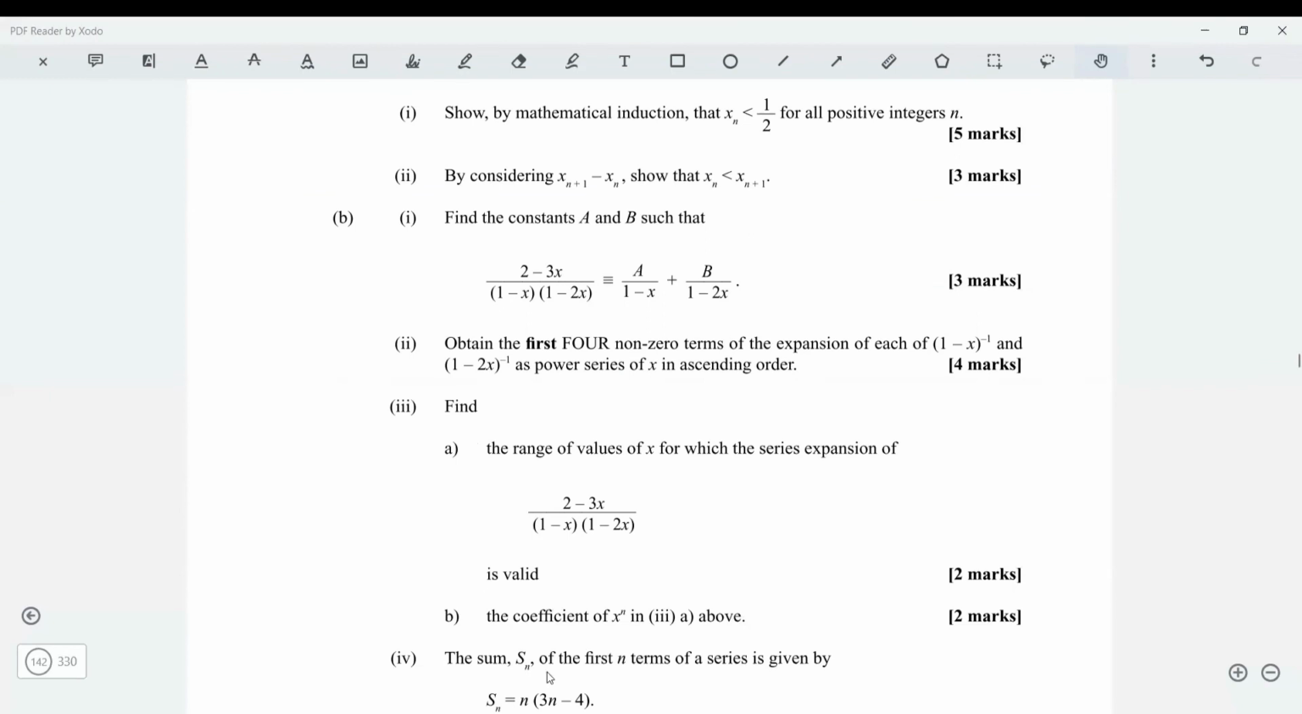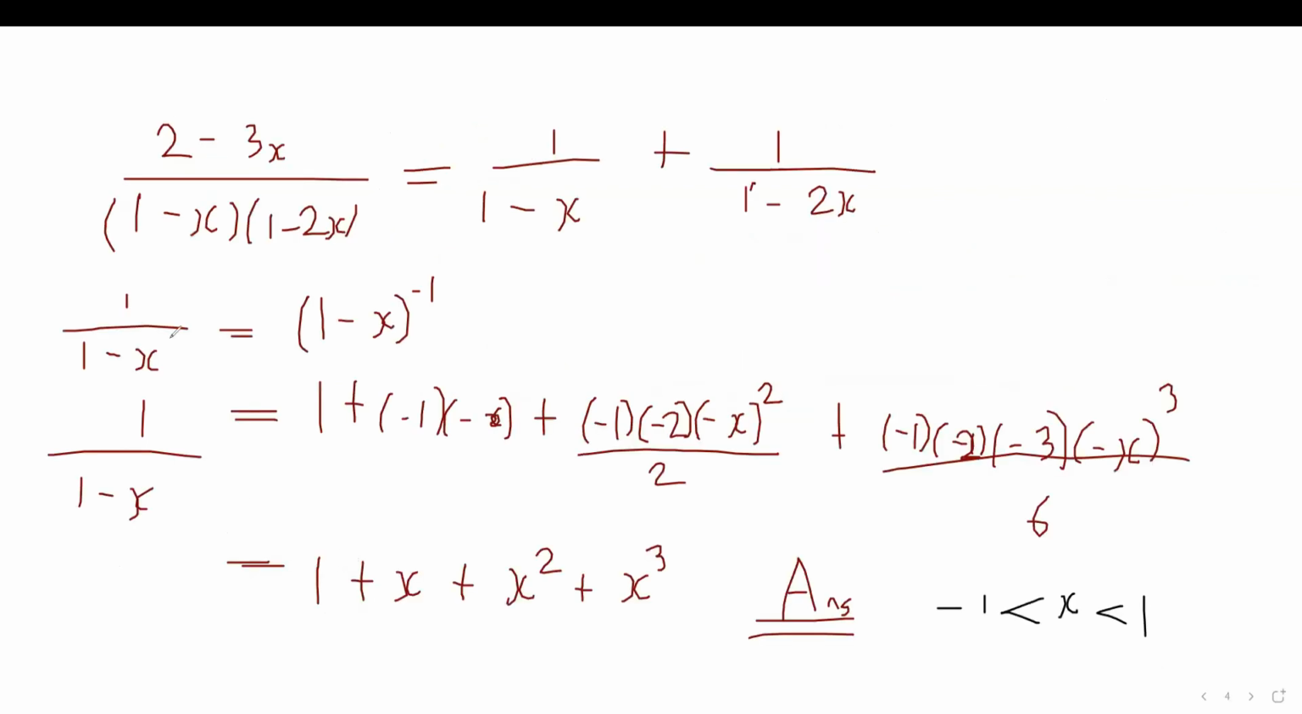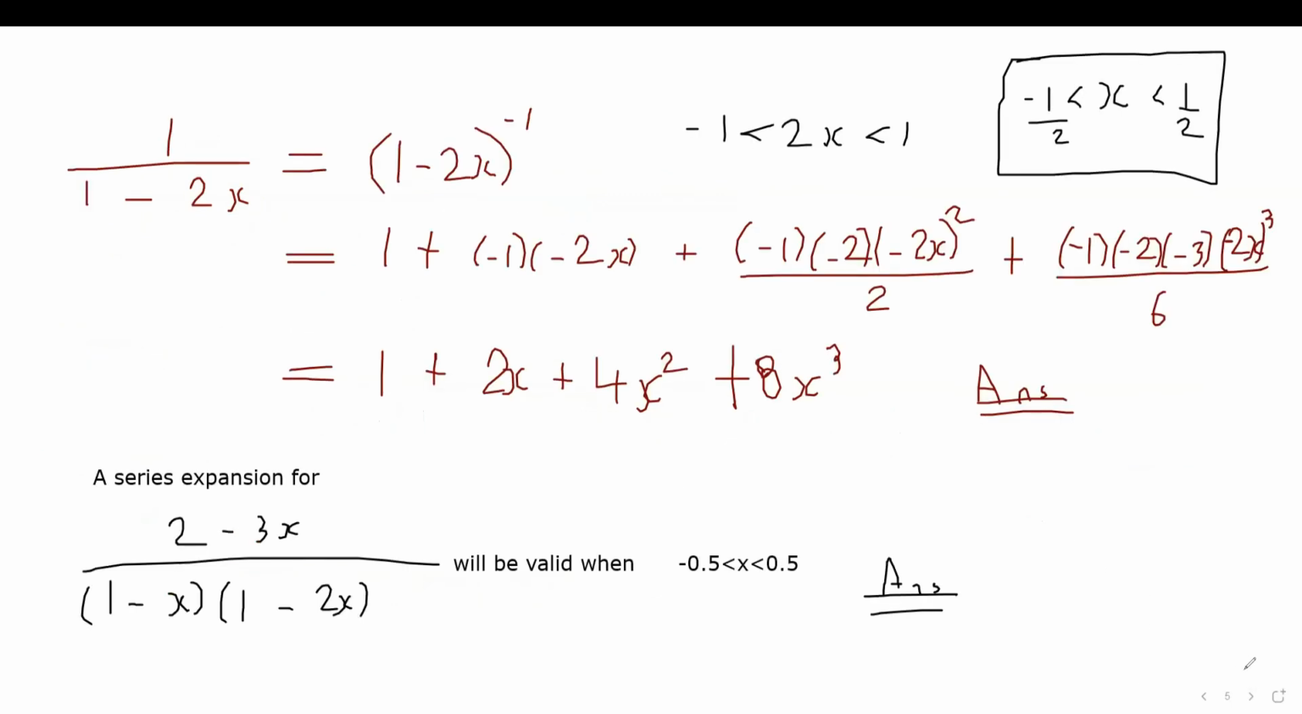Now part B says find the coefficient of x to the n in part 3A above. Now, to find the coefficient of x to the n, you do it by observation. Even though we didn't find the actual expansion of it, we keep on writing down what would happen if we actually add them. If you were to add them, look what you'd end up with.